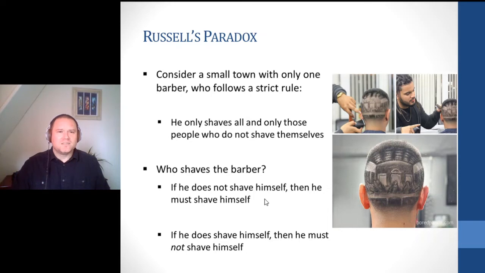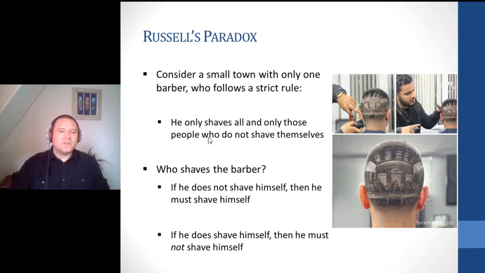Well, that's not good. So let's try the other option. Cool, maybe he shaves himself, right? And then it's sorted. He wakes up every morning, lathers up, and shaves it off. Well, if he does shave himself, then he violates his rule.